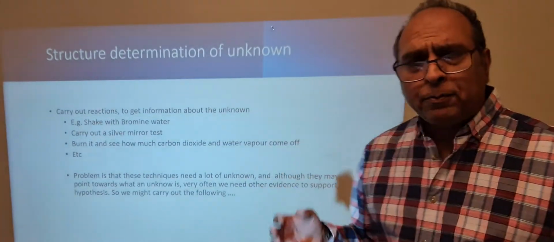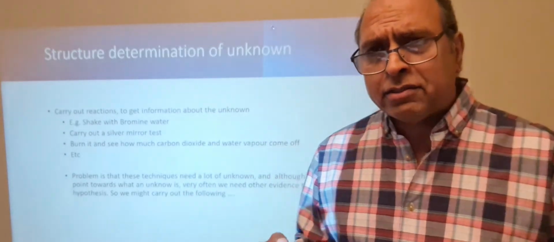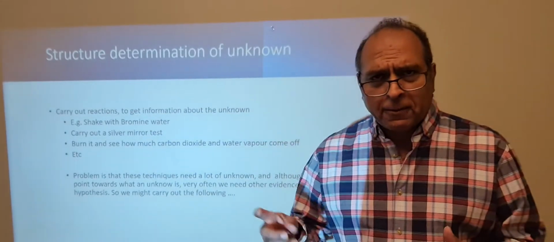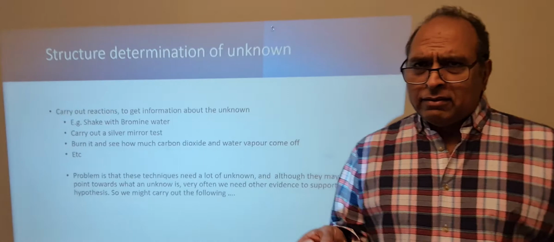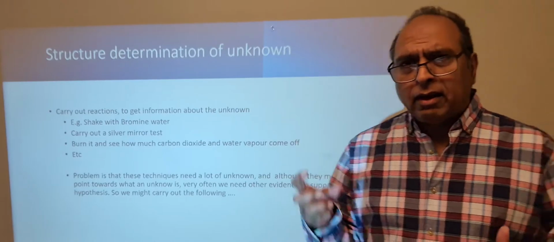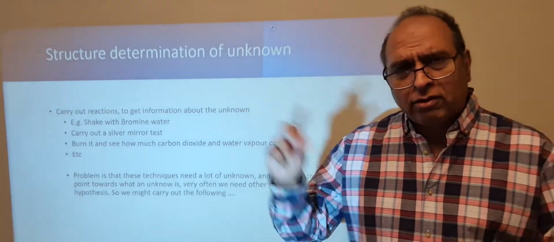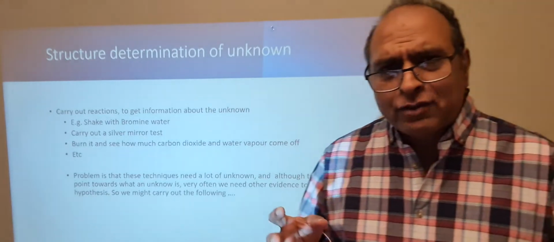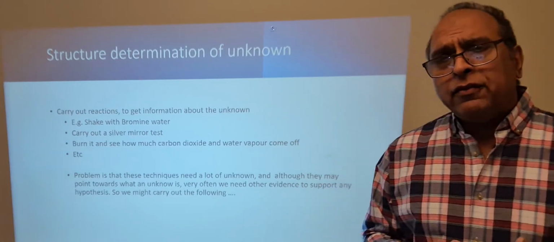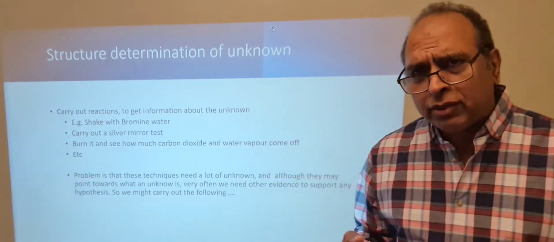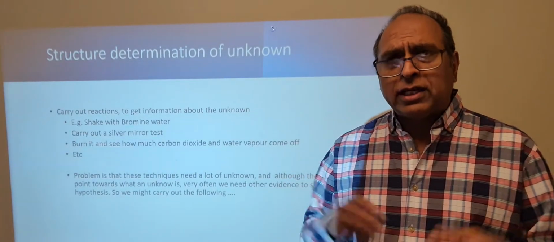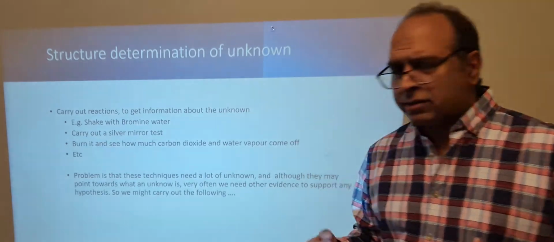But the problem with those techniques is that they need quite a lot of material to do the tests. So you're going to shake with bromine water. You can't do it with a tiny fraction of a drop. You've got to have like a tea pipette squirtful in order to do your test. And that sometimes is just a lot of material. You don't have that much chemical. The spectroscopic techniques we're going to go through can just use small amounts of the test substance, the unknown substance, to work out what it is.